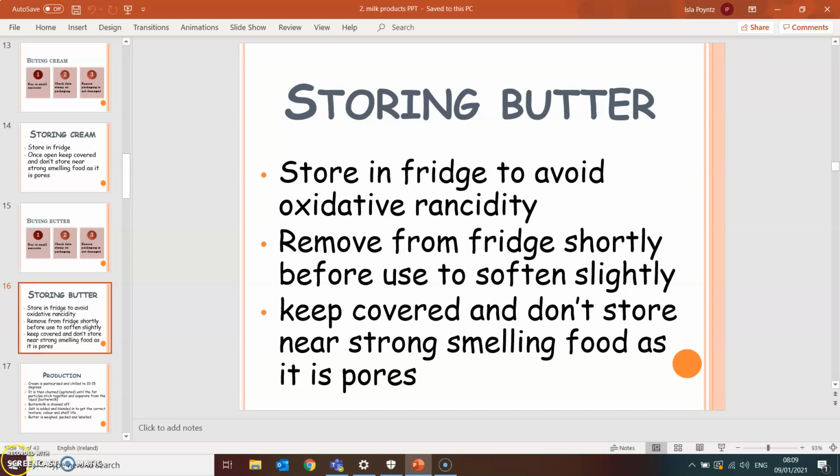Now that's a new term for you, but it really means that if something is left out in the air on the table without being covered, it will react with the oxygen, oxidative rancidity. It will react with the oxygen and it will cause it to go rancid, which means to go off, and it'll get darker in colour. Remove from the fridge shortly before using to soften it and then keep it covered.